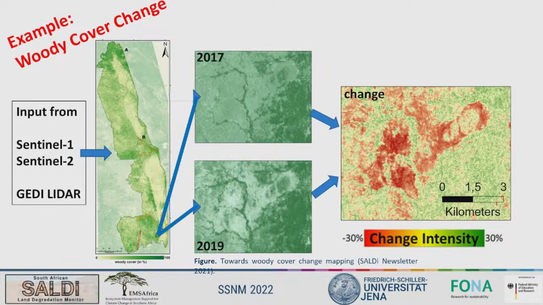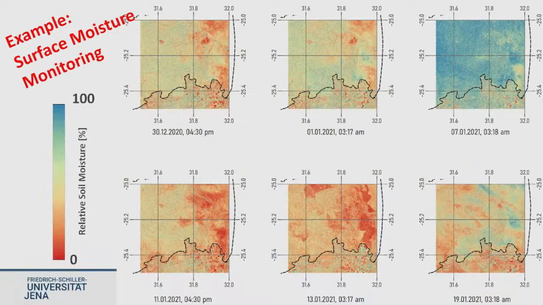Another one was about producing woody cover and then having woody cover for 1 year here for the park, looking in change. And we have a poster out there, continuing work of our PhD student, Marco Wolcher, so please talk to him. And the third one was on surface moisture monitoring.